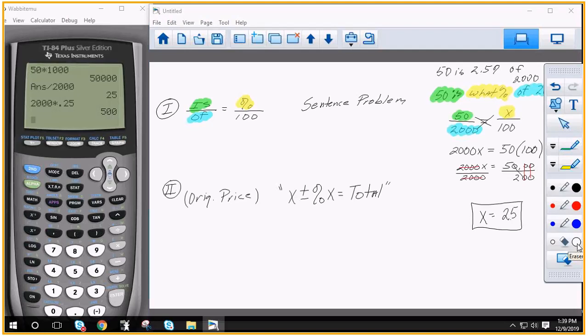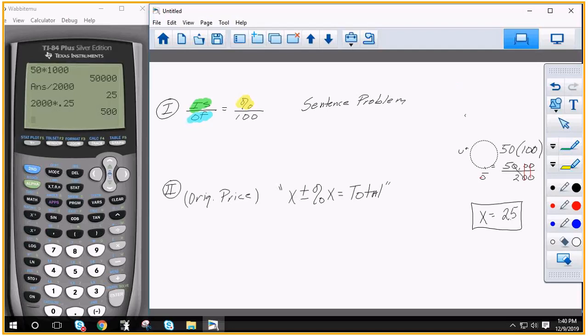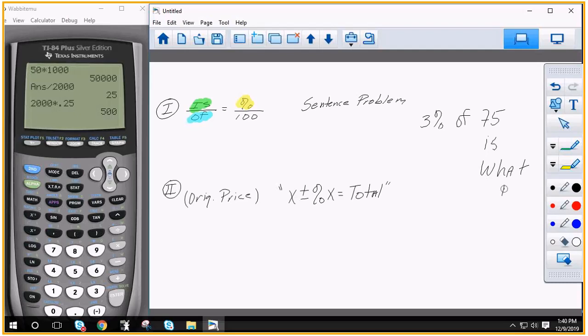Let's try another one. And I need you to make sure I don't make a mistake. Let's try 3% of 75 is what number? 3% of 75 is what number?